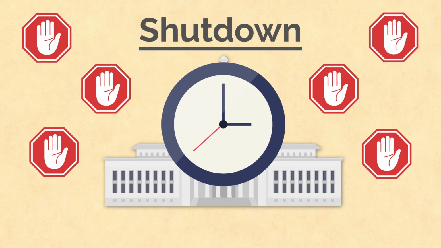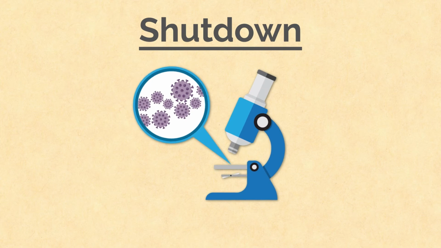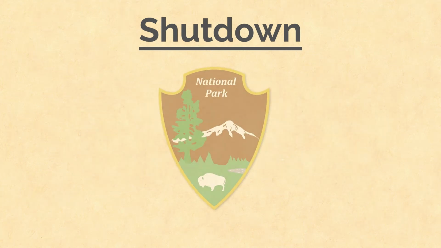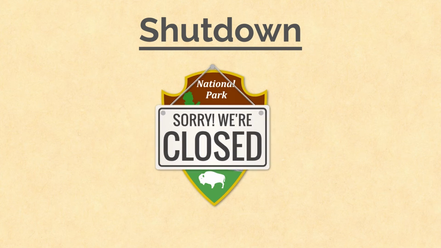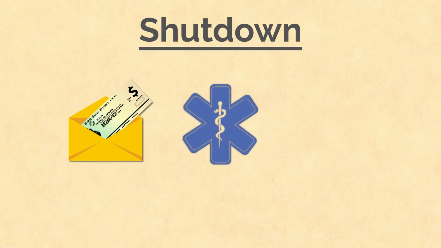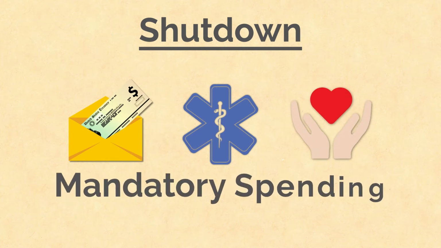Here are some services that stop when a shutdown happens. The National Institutes of Health will not get money for research to cure diseases. Most people who work for the federal government will not get paid. National parks close. This means nobody gets to visit the Grand Canyon. Social Security, Medicare, and Medicaid are never shut down because they are mandatory spending.